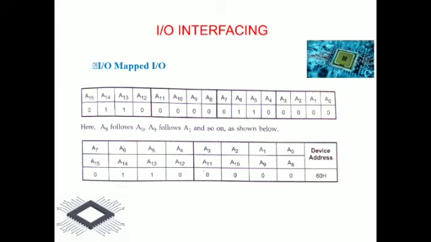In other words, we can say the same thing in another way: the higher order address bus duplicates the contents of the demultiplexed low order address bus when the 8085 microprocessor executes an IN or OUT instruction. For example, the table shows that if the device address is 60H, then the contents on A15 to A0 will be as follows. Here A8 follows A0, A9 follows A1, and so on. So in total we have 60H.